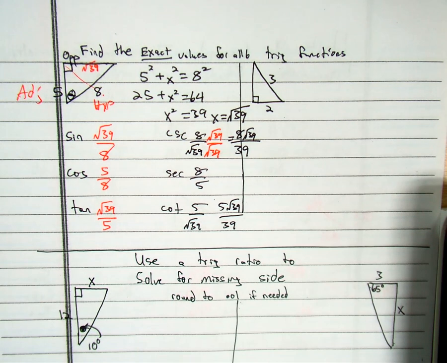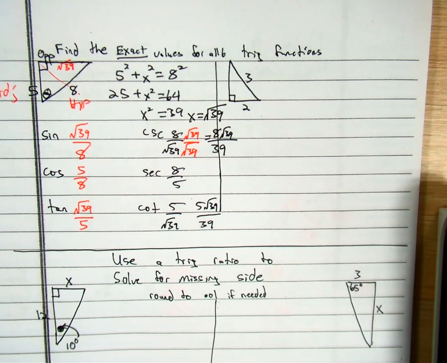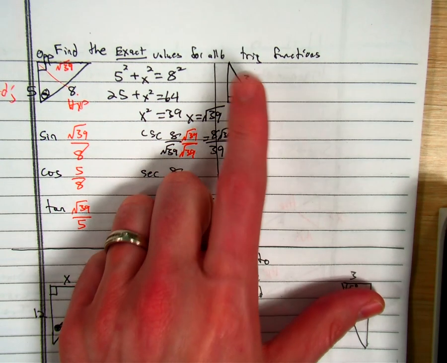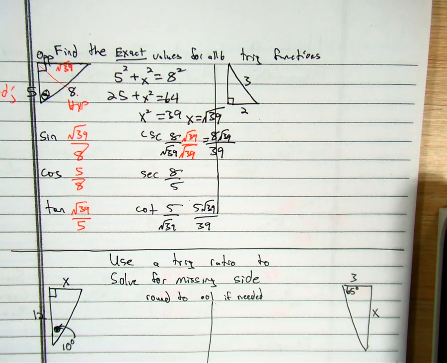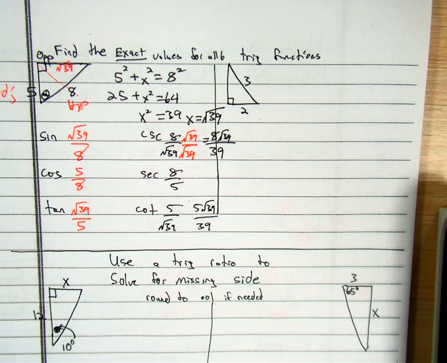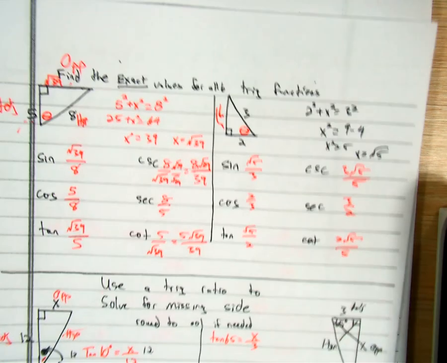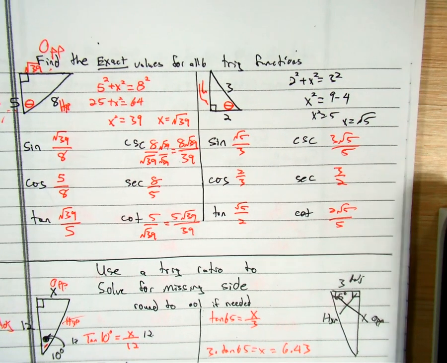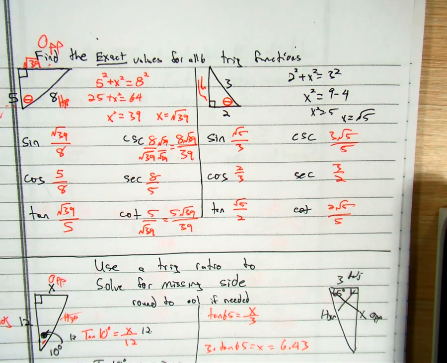Go ahead and push pause, and you try the right-hand side on your own. Ready, set, go. Alright, let's see how you did. Okay, your missing side length there was radical 5. And check out those 6 trig functions to make sure yours match.